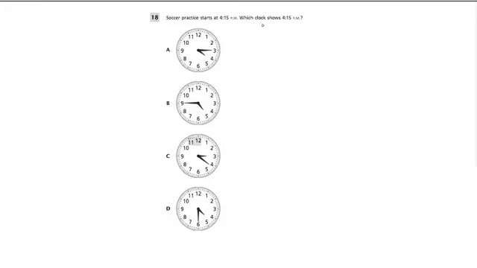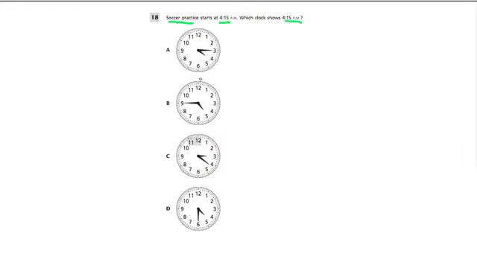Here's a question about time. They tell us that soccer practice starts at 4:15 p.m. Which clock shows 4:15 p.m.? Well, there are four choices: A, B, C, and D.